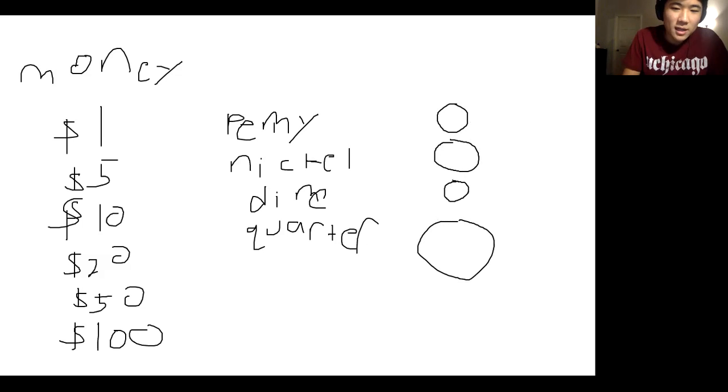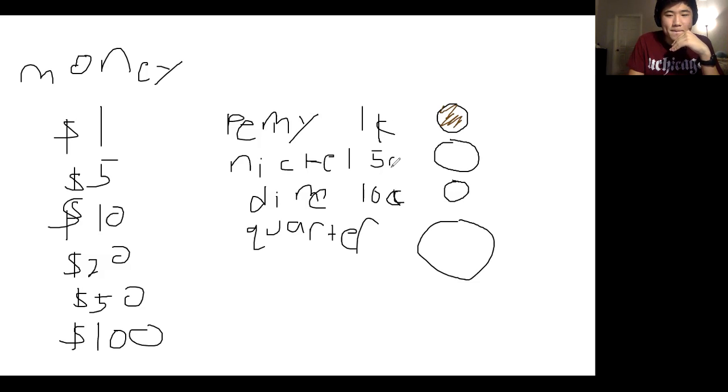So a penny is worth 1 cent. Oh, the penny is also bronze, so it's a different color than everything else. Let me see if I can show that. So it's like that color, and the other ones are silver, which I actually don't have that color. But the dime is worth 10 cents, which is kind of confusing for some students because it's actually the smallest one, so you think it's worth the least, but it's actually worth the second most. And the nickel is worth 5 cents.